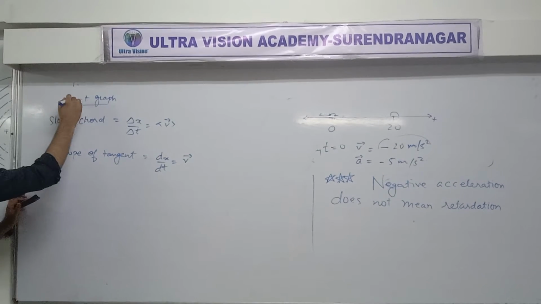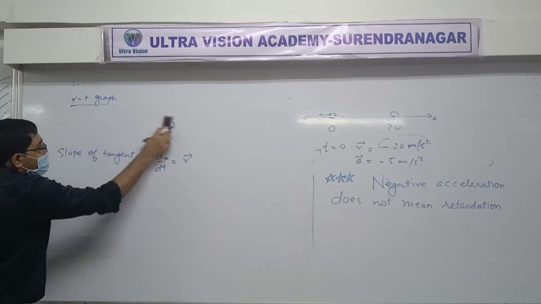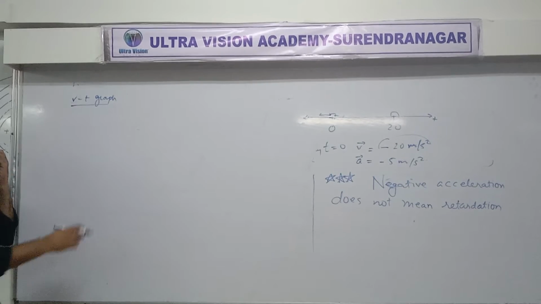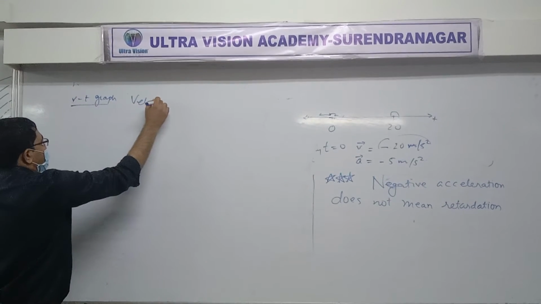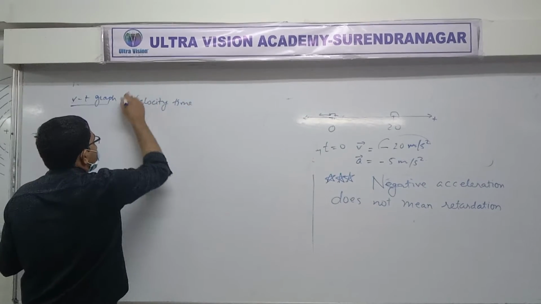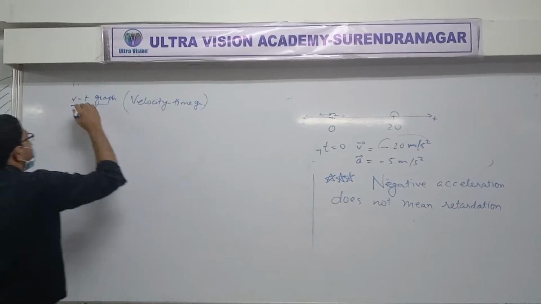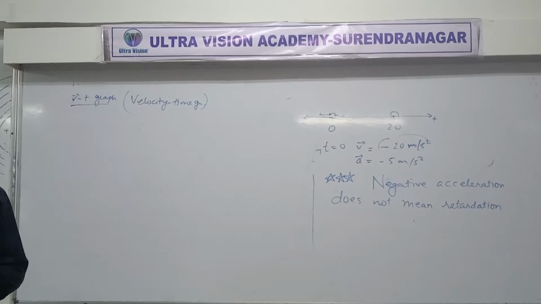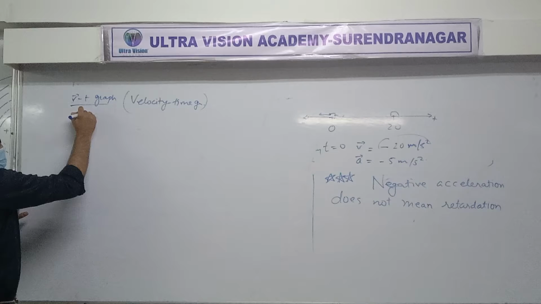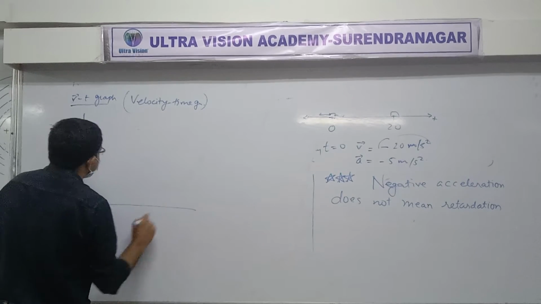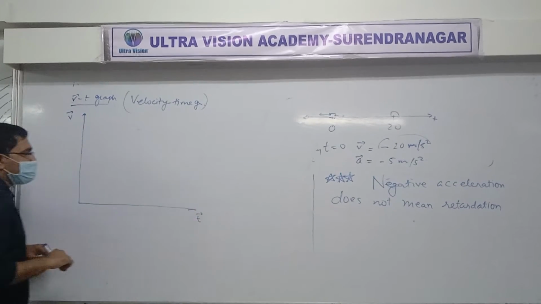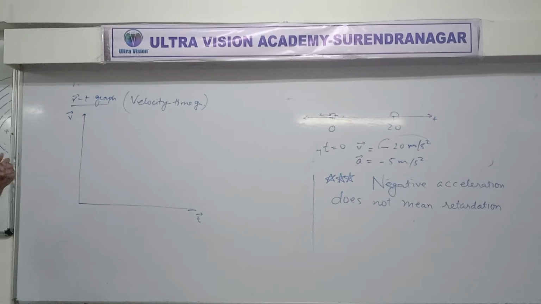Just like the XT graph, now we will talk about the VT graph, the velocity time graph. To be very frank, I don't know whether you would have studied VT graphs in 9th standard. You have? Okay. So let's say that there is a VT graph. We will learn how to find a few things from it.